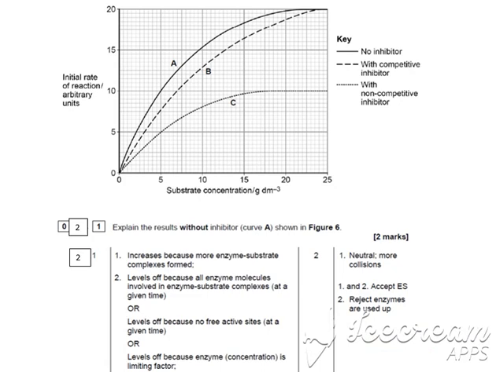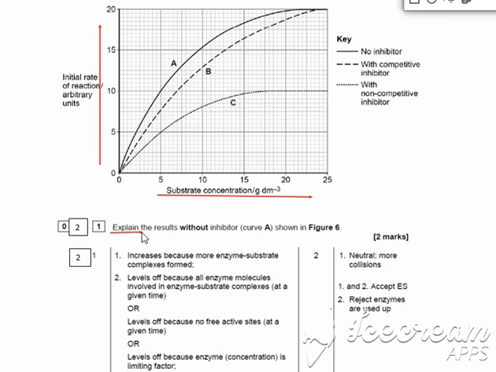So what we are looking at here is the curve that is curve A. We are trying to identify that when the substrate concentration increases, then we also get an increase in the rate of reaction. But the question asks us to explain those results.